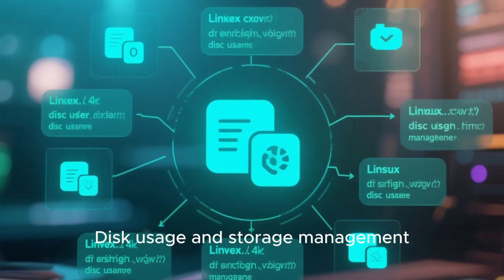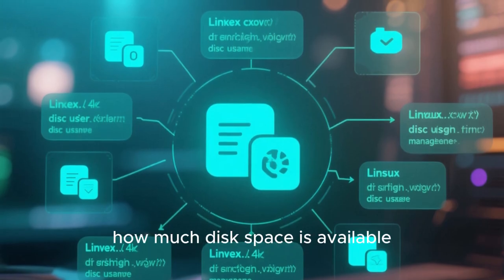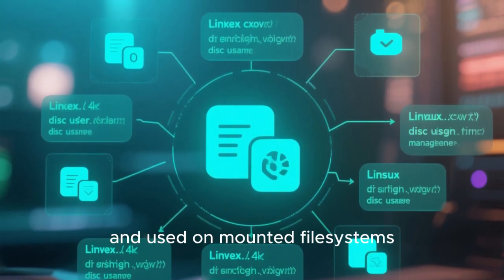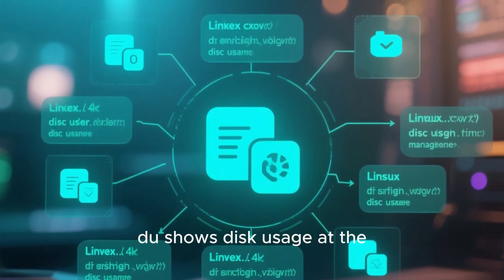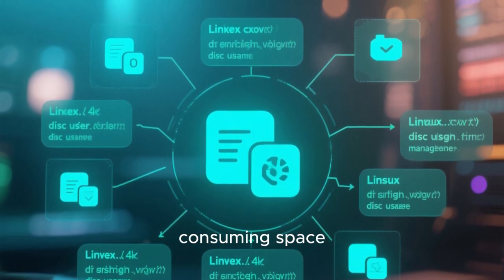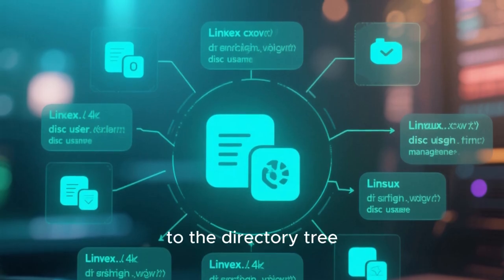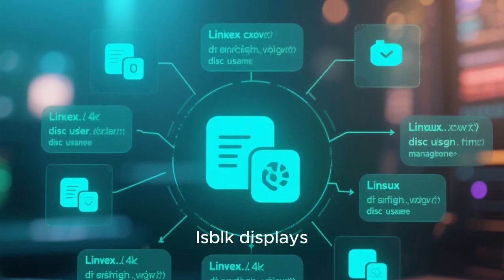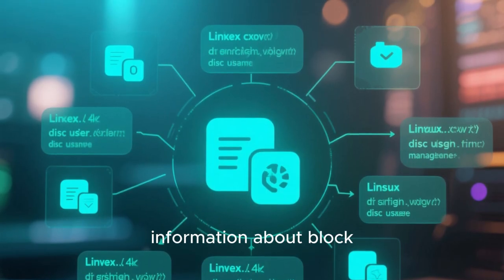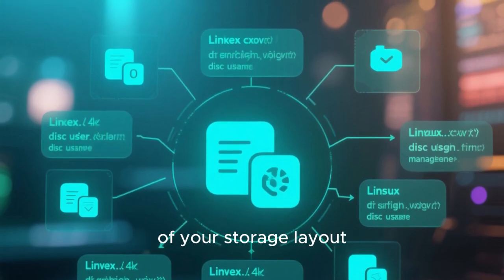Disk usage and storage management are another area where the terminal shines. The df command shows how much disk space is available and used on mounted file systems. du shows disk usage at the directory or file level, helping you track down what's consuming space. The mount command attaches file systems to the directory tree, while umount safely detaches them. lsblk displays information about block devices like hard drives and SSDs, giving you a clear picture of your storage layout.